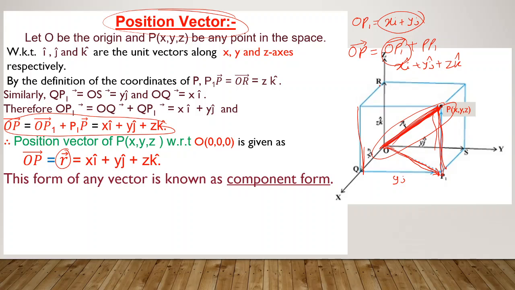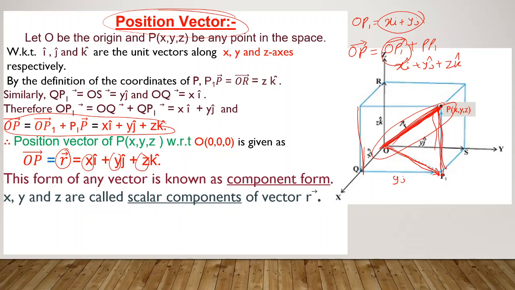And here is a very important thing. Can you see x, y, and z? These x, y, and z are called the scalar components. You can call them direction ratios as well as scalar components. Very important, dear students, they can ask this for one mark. These x, y, and z, the coefficients of i, j, and k, we call scalar components.